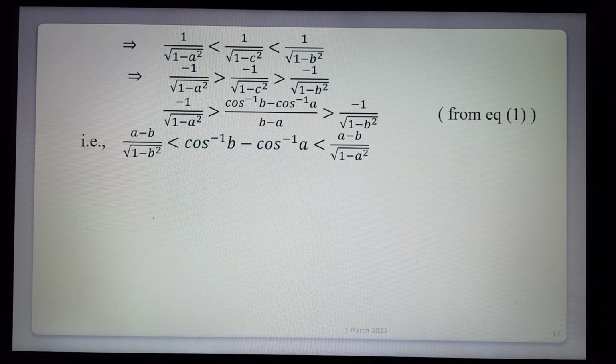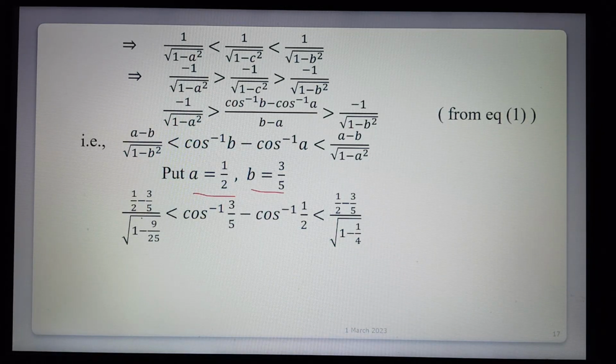In the inequality we now substitute the values: put a = 1/2, b = 3/5. Then (1/2 − 3/5)/√(1 − 9/25) < cos⁻¹(3/5) − cos⁻¹(1/2) < (1/2 − 3/5)/√(1 − 1/4). Simplifying: −1/8 < cos⁻¹(3/5) − cos⁻¹(1/2), where cos⁻¹(1/2) is 5/3 ... less than −1/(5√3).